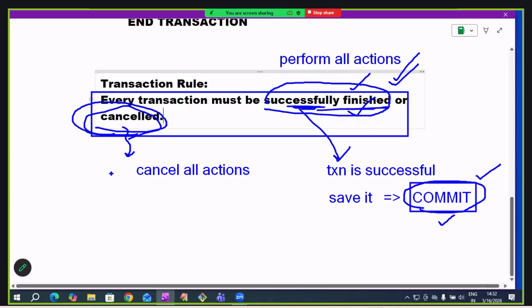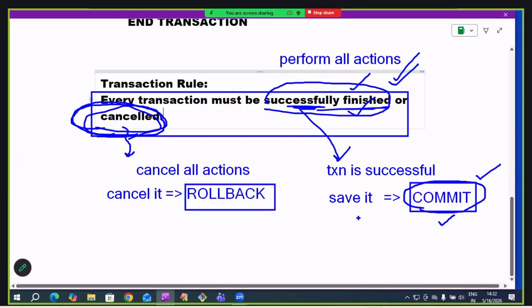Remember this. Suppose the transaction is unsuccessful due to some hardware failure or network failure. If the transaction is failed, we have to cancel all actions. To cancel all actions, which command do we need to use, sir? Rollback. To save the transaction, use commit. To cancel the transaction, use rollback. Remember this.